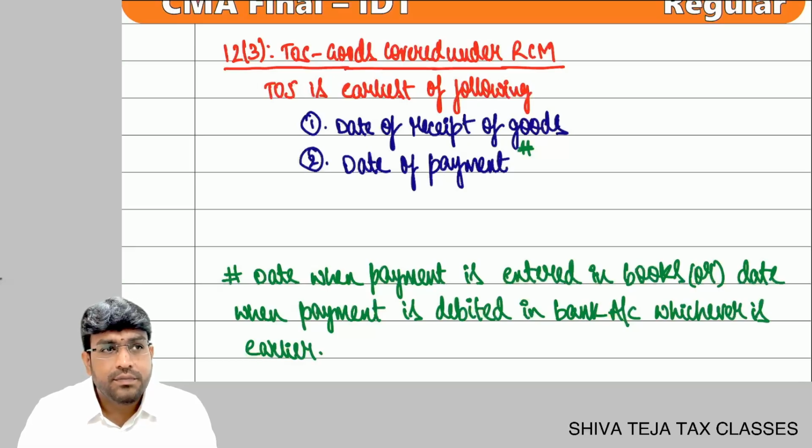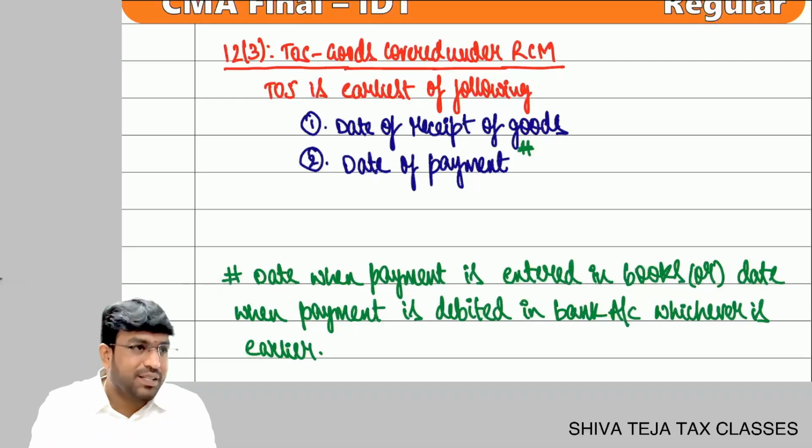Doesn't matter when crediting is happening for him; that is not relevant. When it is debited in our bank account is relevant. Simple answer: credit to the supplier account is not considered.